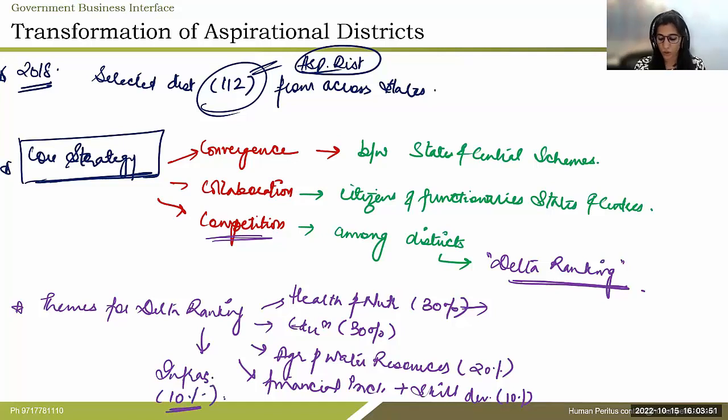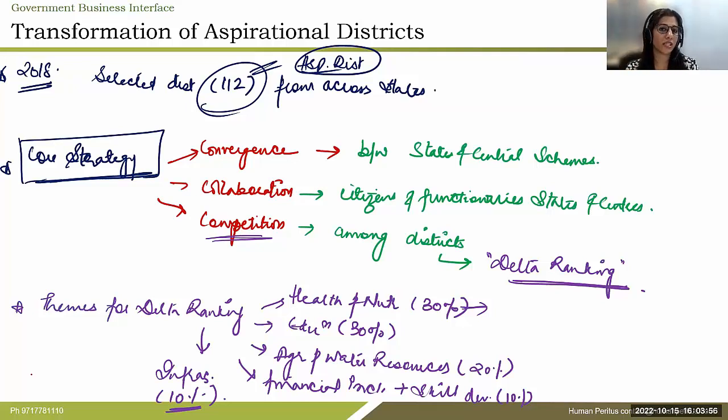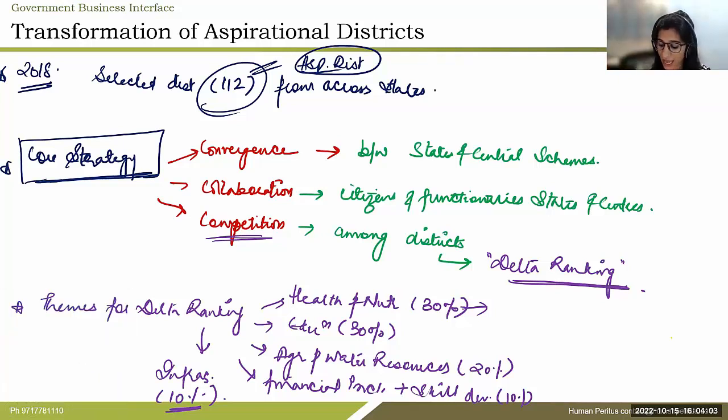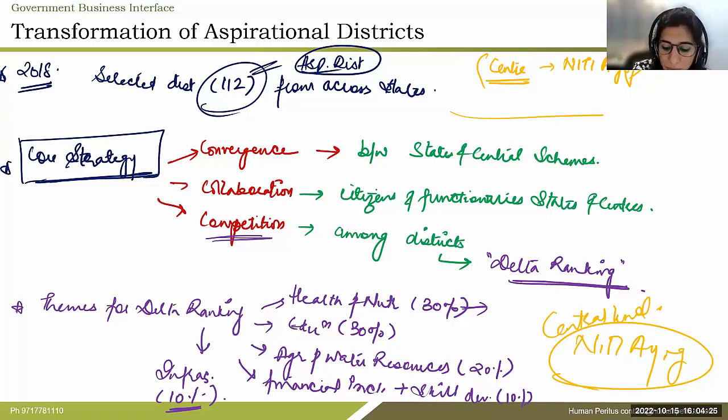All right. Now, one more thing is that the states are basically the main drivers in this program. States are the ones who will try to do the best in that case. And who runs the scheme at the center level? It is Niti Aayog, at the central level. All right. So this was about the transformation of aspirational districts.